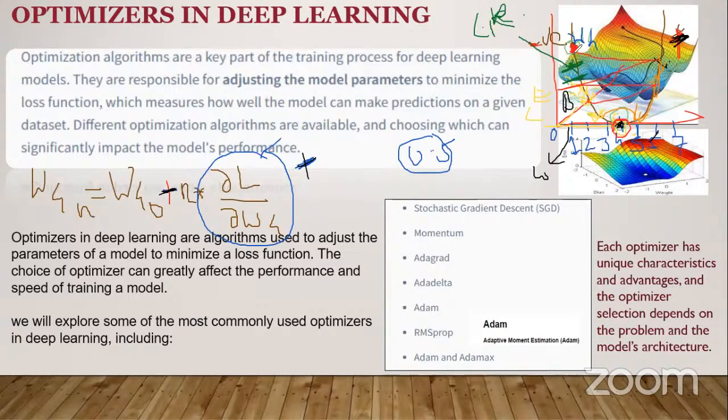At that time, maybe in order to reach from this red dot to this black dot, I will take several iterations. It will take time, right, to reach this one minima point. So that is the problem again. I cannot keep my learning rate very slow. I cannot keep my learning rate very high.